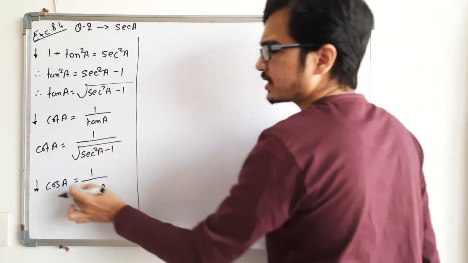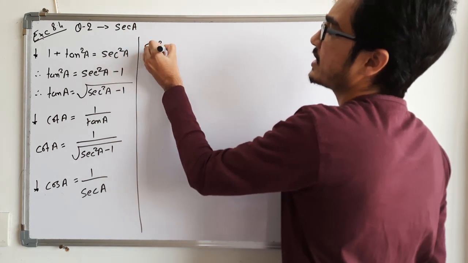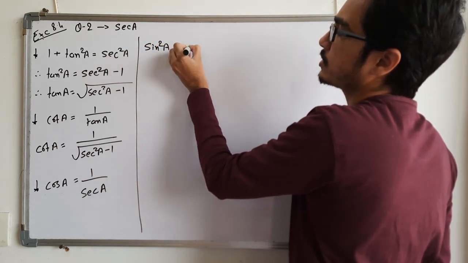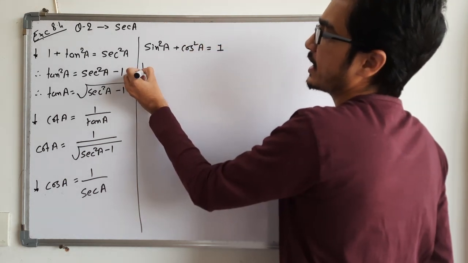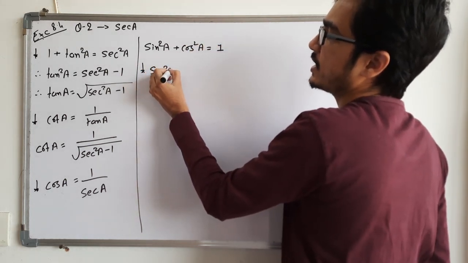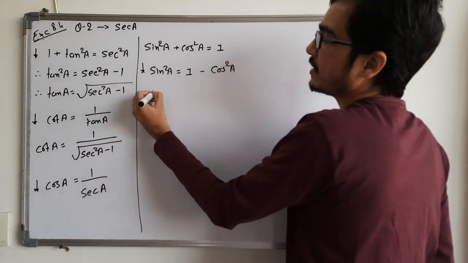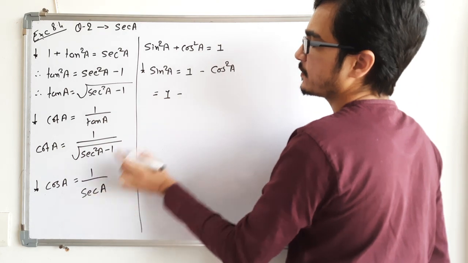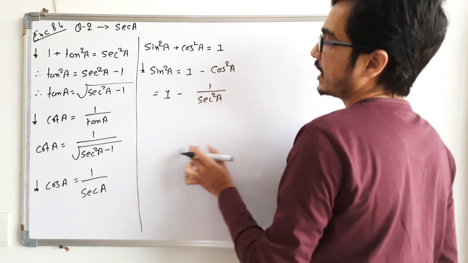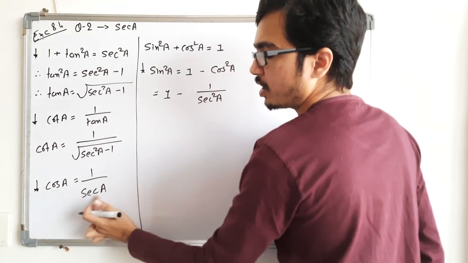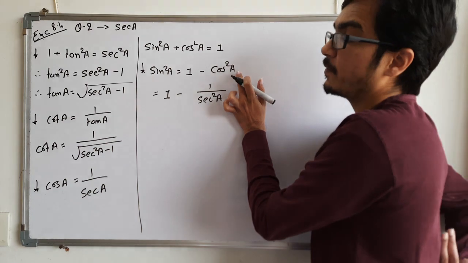Then sine and cos can be easily related by this identity, that is sine square A plus cos square A is equals to 1. So I can say that sine square A is equals to 1 minus cos square A. We have the value of cos in the form of sec that we are substituting here with square. As such, this is the value of cos A equals to 1 upon sec A. Here we need to substitute value of cos square A.